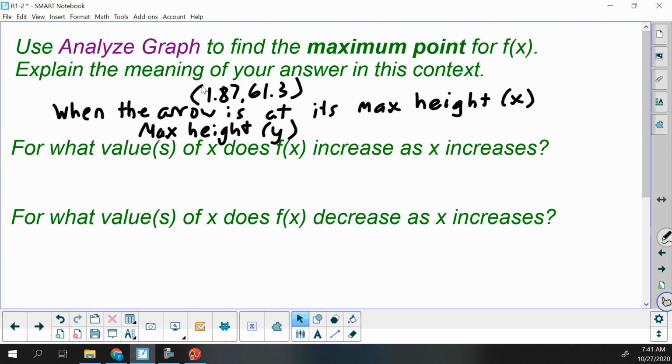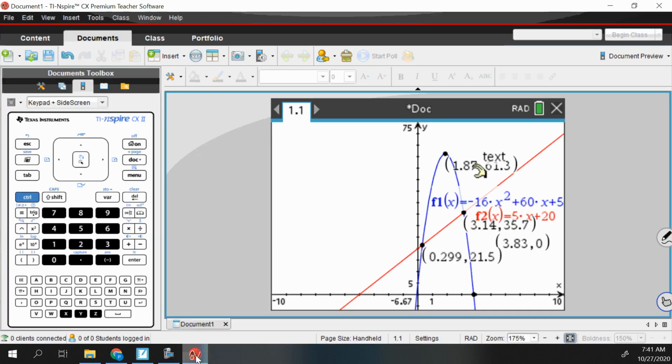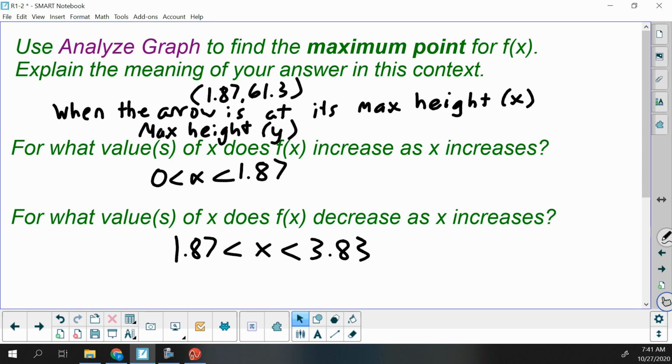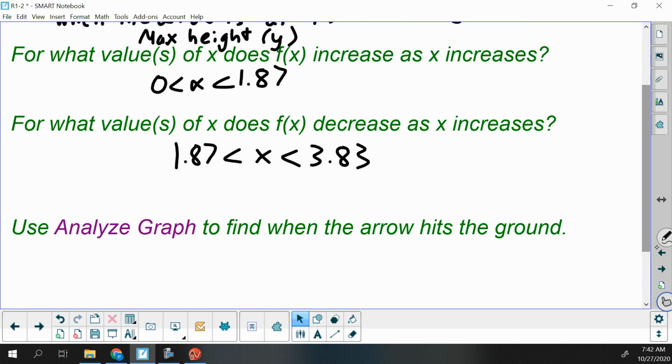Well, we want to know for what values of x does f of x, so the parabola, increase. Well, it's increasing, so a positive slope everywhere left of that maximum point. So we have anywhere between 0 and the x value for that maximum point. Well, when does it decrease? Everywhere after the maximum point. So from 1.87, less than x, and we found that it hits the ground at 3.83 seconds back in the beginning. And then lastly, when does it hit the ground? Again, we found that as 3.83 seconds when we did our domain.